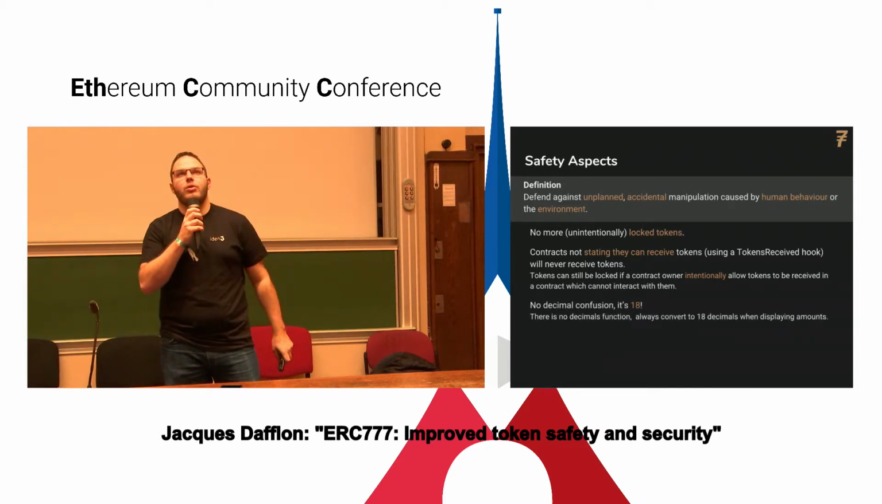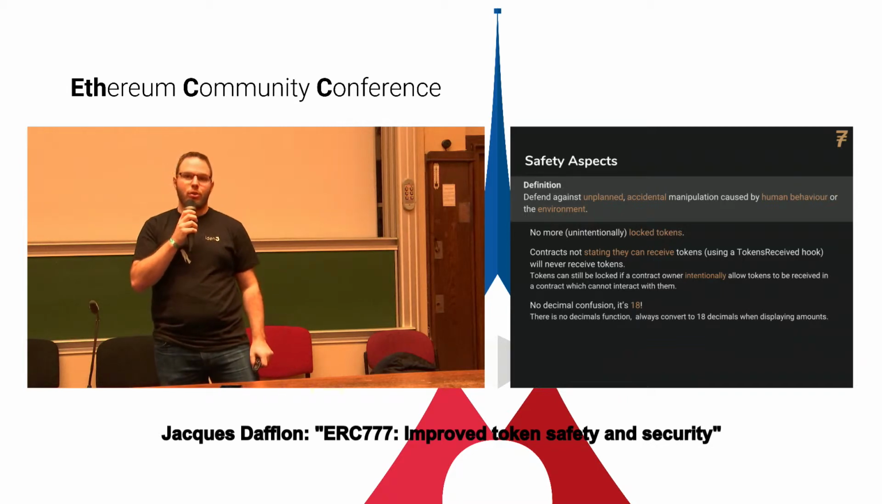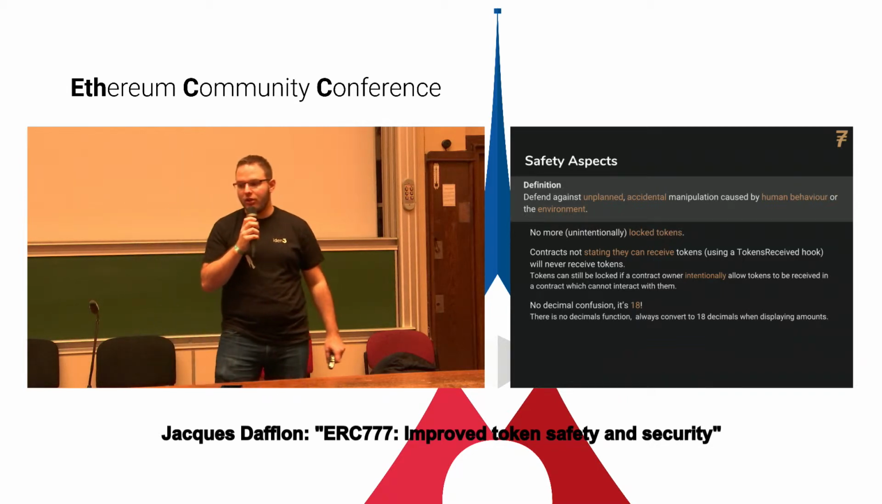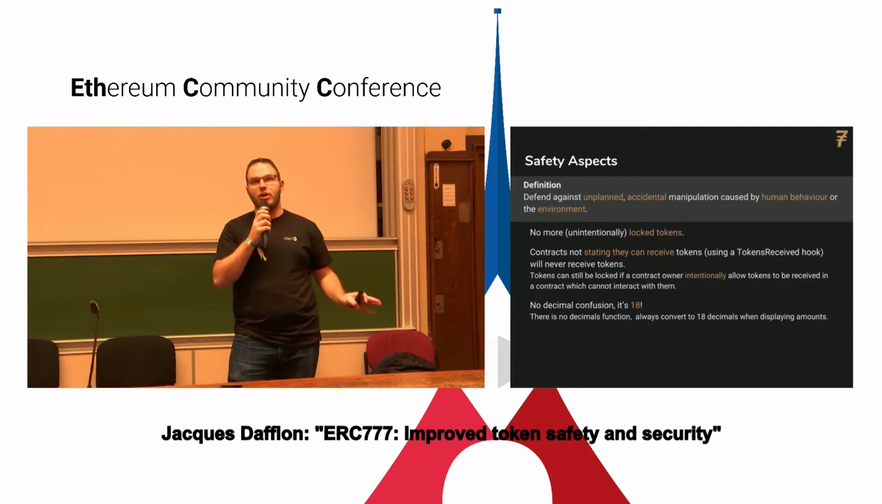The decimals were very confusing in ERC20. It was an optional function. So in 777, we simply set it to 18. So there is no decimals function in ERC 777. It's just 18, and whenever you have amounts, you have to convert them.